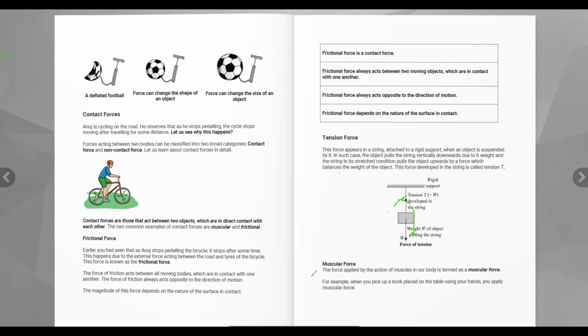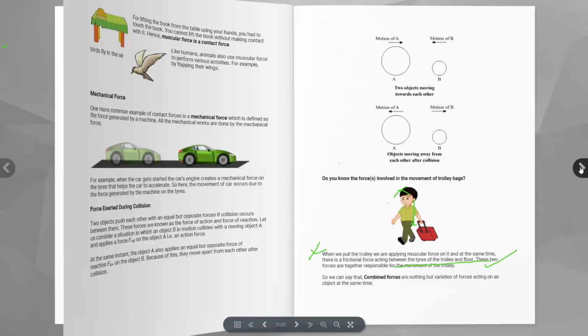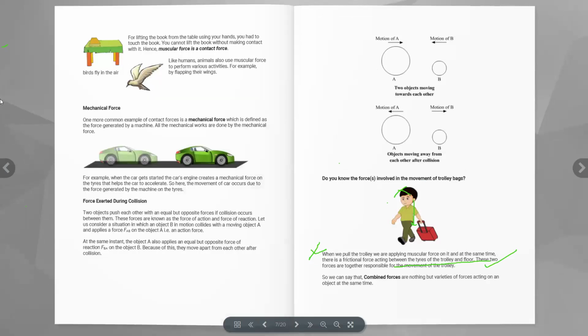Now we are talking about muscular force. So here is a definition of muscular force. What is muscular force? The force applied by the action of muscles in a body is termed as muscular force. That means whatever we put out or put down, we are using our muscles, and that's why we call it muscular force, right? Next. You people are having books. If I skip any topic, just tell me in the next class or in this class also. Okay, now we will talk about mechanical force.